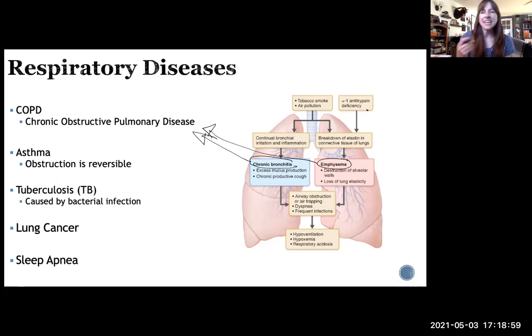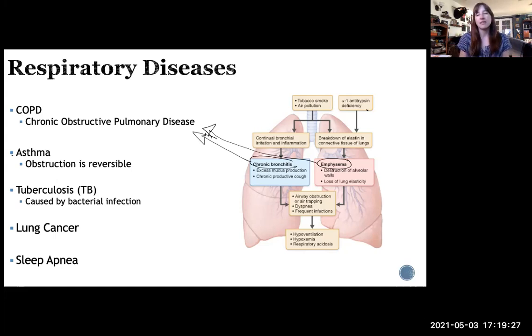Asthma is an obstructive pulmonary disease, but it doesn't happen all the time, right? Asthmatics have obstructed breathing for short periods, and then the rest of the time they breathe freely and normally. So it's not technically a COPD, it's not technically an obstructive pulmonary disease, because the obstruction is reversible for asthma.